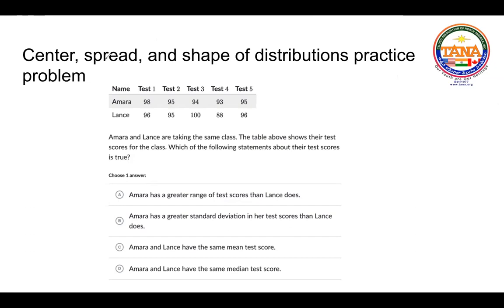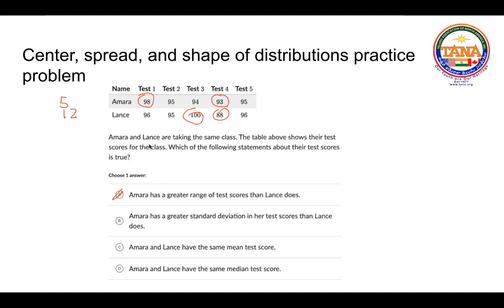So the answer is not A, because when you check the range of test scores, Amara's range is 5, because you have the highest test score, which is 98, and the lowest test score, which is 93. So the range of her test scores is 5, while Lance's test scores range from 100 to 88, which is 12. And Amara's does not have a greater range of test scores than Lance does. So it's not A. B, Amara has a greater standard deviation in her test scores than Lance does.